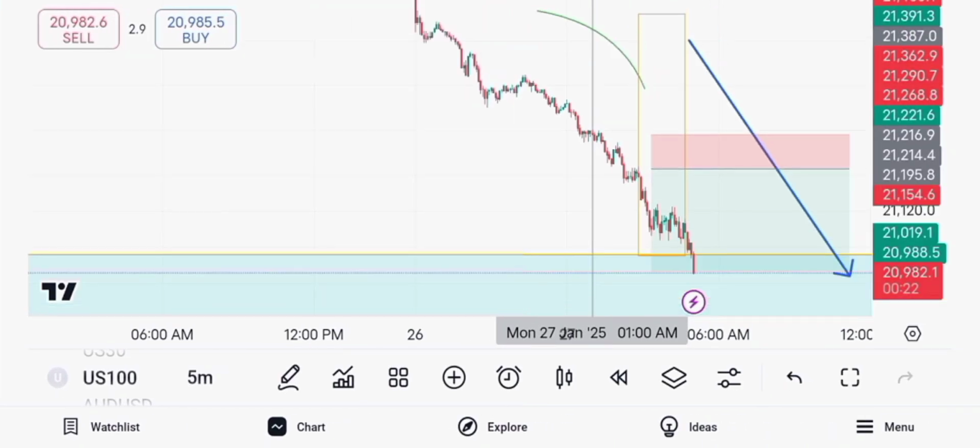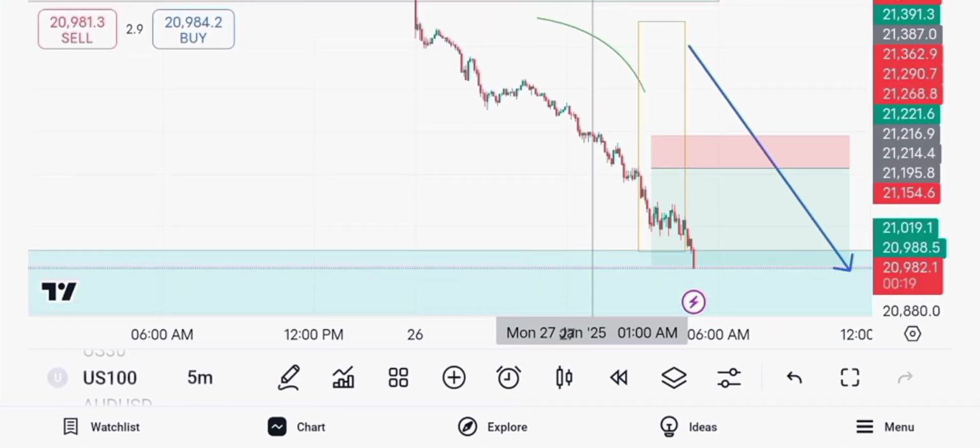Okay, now that is it for the live example of the ICT Silver Bullet entry.